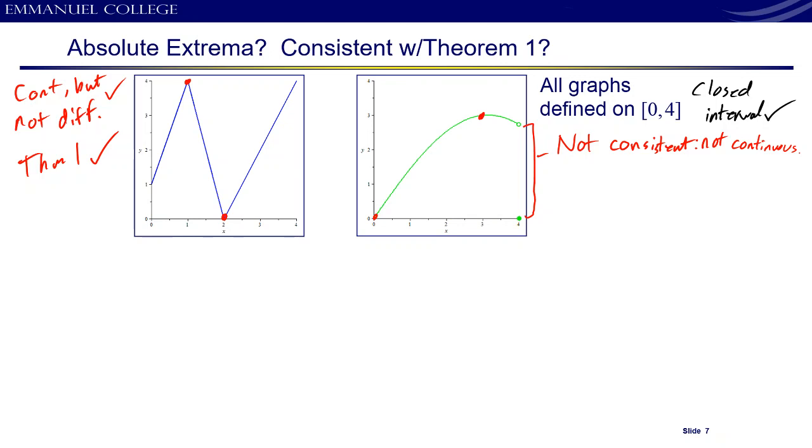Now, there are cases where that does occur. Go back to the y equals x example. That one was inconsistent with theorem 1 and had neither a max nor a min. But this one, it's inconsistent with theorem 1, but it does have a maximum and a minimum. Theorem 1 just doesn't guarantee it on that function.